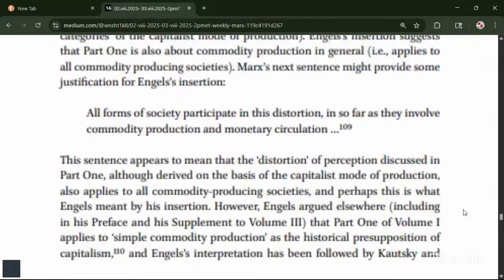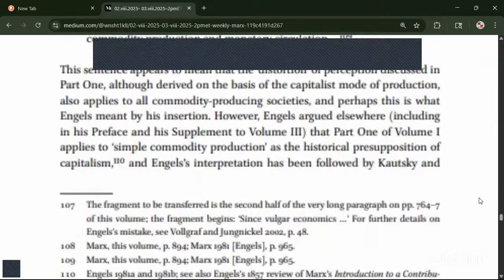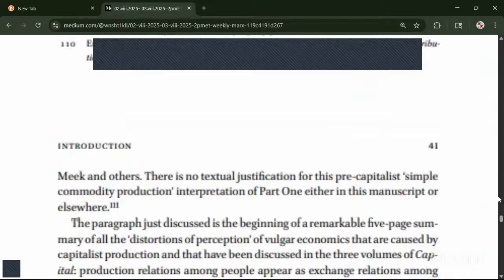by his insertion. However, Engels argued elsewhere, including in his preface and his supplement to Volume 3, that Part 1 of Volume 1 applies to simple commodity production as the historical presupposition of capitalism. Footnote 110. And Engels' interpretation has been followed by Kautsky and Meek and others. There's no textual justification for this pre-capitalist simple commodity production interpretation of Part 1, either in this manuscript or elsewhere, footnote 111.